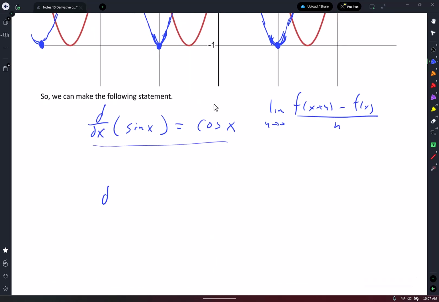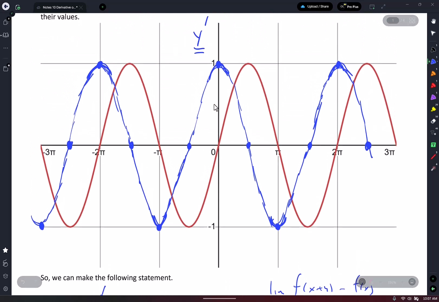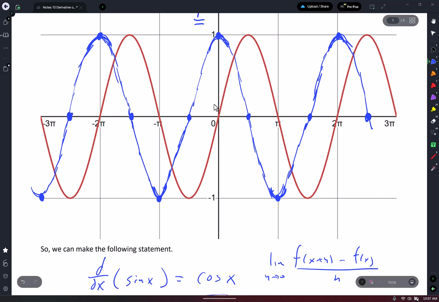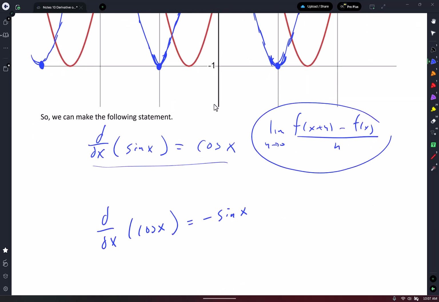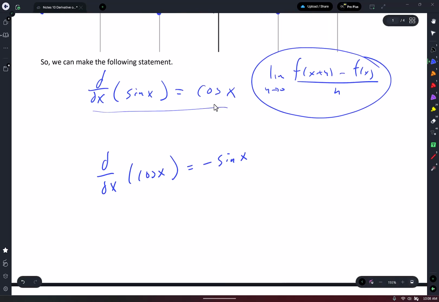Take a guess. What do you think the derivative of cosine x is? Negative sine. Why is it negative? If you were to do the same thing, you would get negative sine x instead of sine x. If you want me to, we can do it. Find the derivative of cosine, and we'll get a negative sine x.